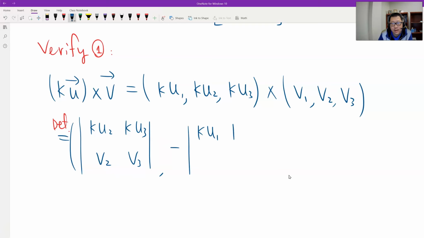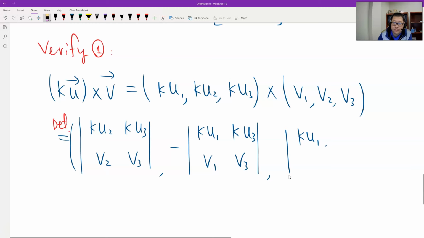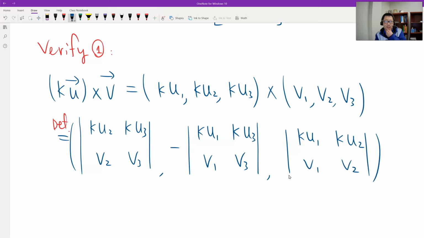The second is KU1, KU3, V1, V3, right? The third should be the first and the second: KU1, KU2, V1, V2. That's the definition, right? Okay, so now I'm looking. So we can factor the K out.